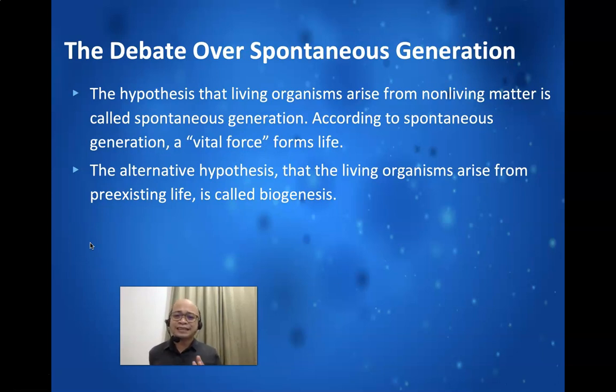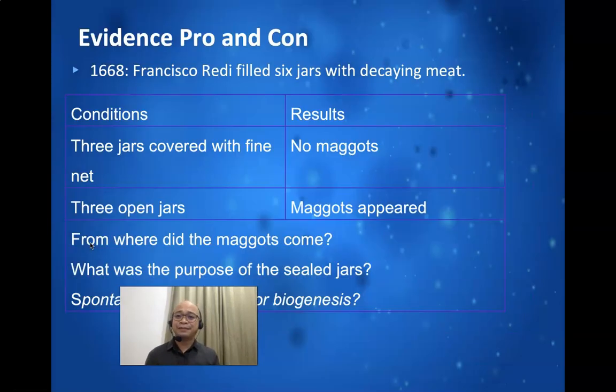Those scientists who did not believe in the spontaneous generation theory had an alternative hypothesis. They called it the biogenesis theory, because according to them, living organisms could only arise from pre-existing life. You can just imagine the heated debates over whether the spontaneous generation theory is correct or wrong. So in order to prove each point, they did experiments.